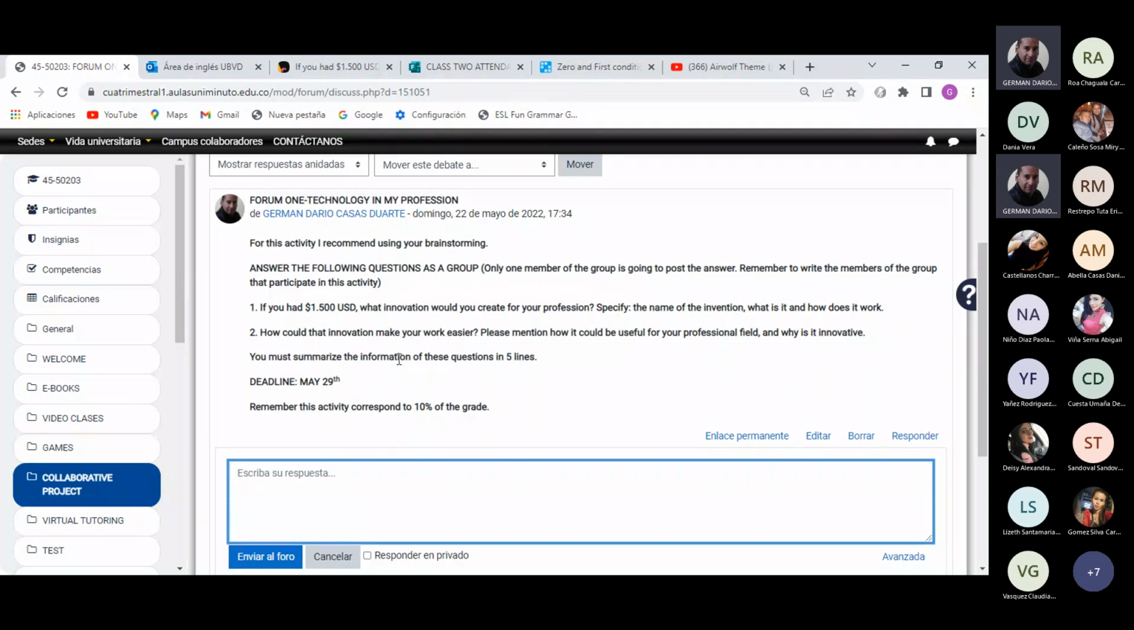You must summarize the information of these questions in 5 lines. O sea, ustedes piensan la respuesta, pero van a escribir un párrafo de 5 líneas donde responden a esas preguntas. ¿Listo? Como se pueden dar cuenta, hay un condicional, pues entonces yo voy a empezar con un condicional. Entonces, if I had $5,500, I bla, bla, bla, bla, bla, bla.